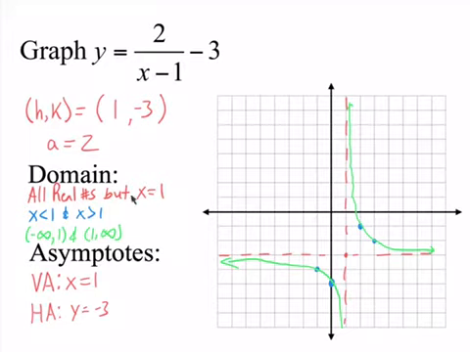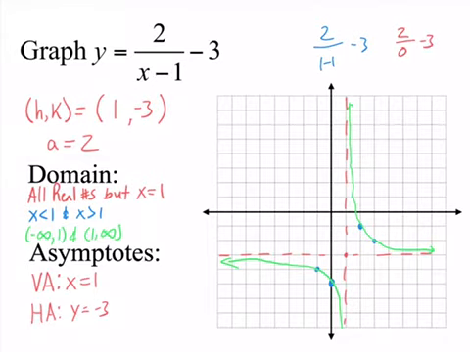So right here I put everything but 1. Again, because if you put in 1, watch what happens. If you plugged 1 into this function right here, watch what would happen. Plug 1 in. Don't you end up with 2 over 0 minus 3?